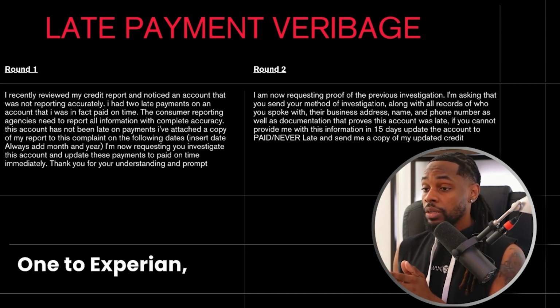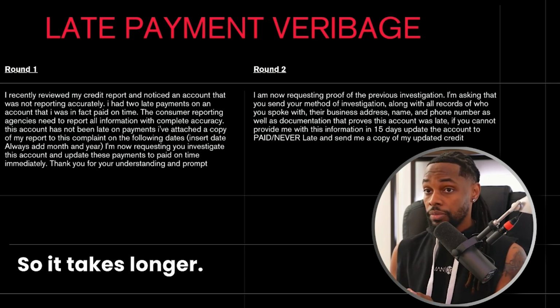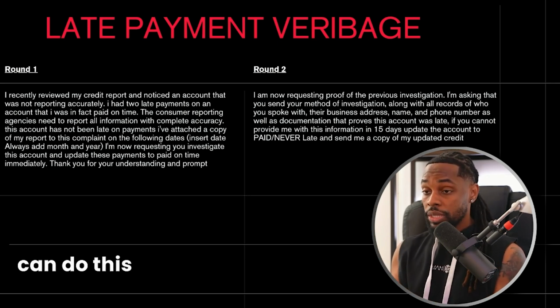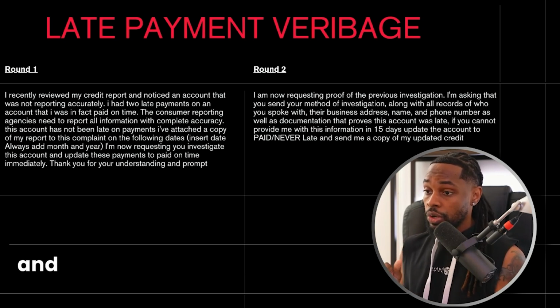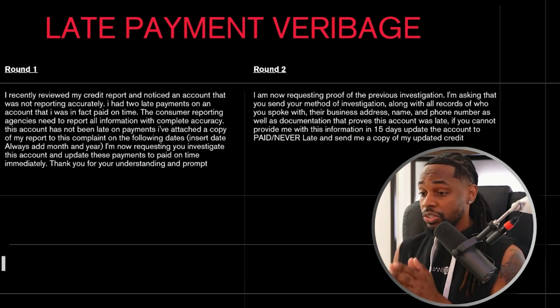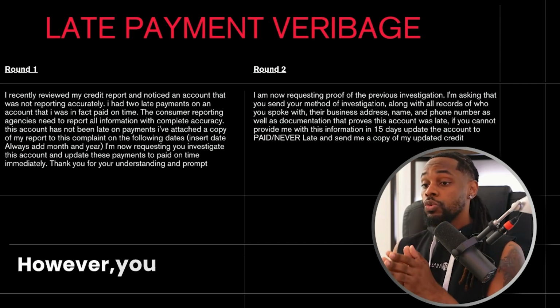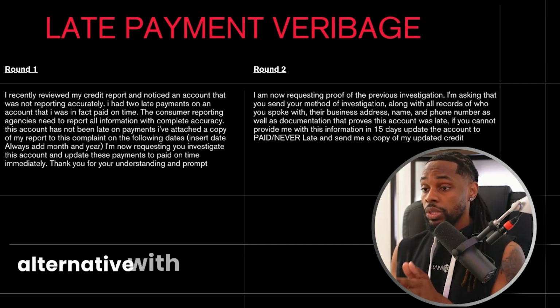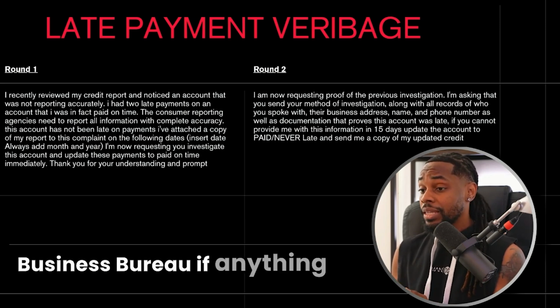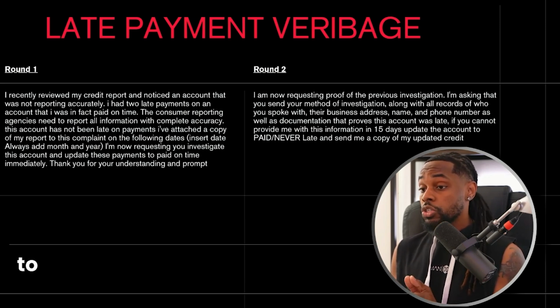one to Experian, one to Equifax, one to TransUnion. So it takes longer. With the CFPB, you can do this one time. It goes to all 3 and creates 3 separate disputes. So while they're still open, I just want to overemphasize it is the easier method. However, you can also use this alternative with the Better Business Bureau if anything happens with the CFPB, okay? And that's what I'm going to be showing you now.